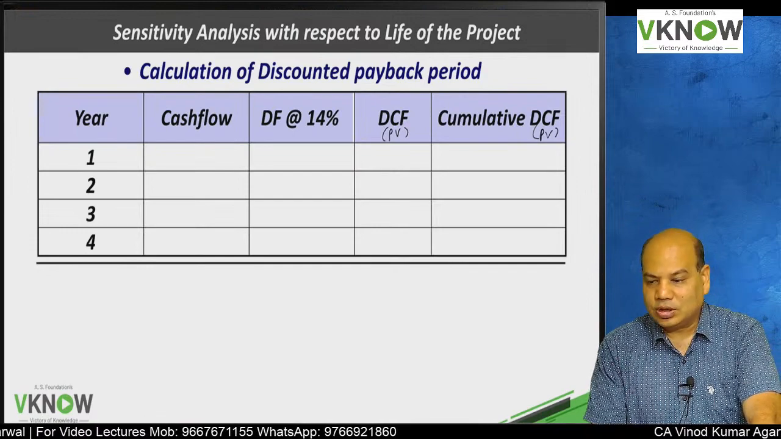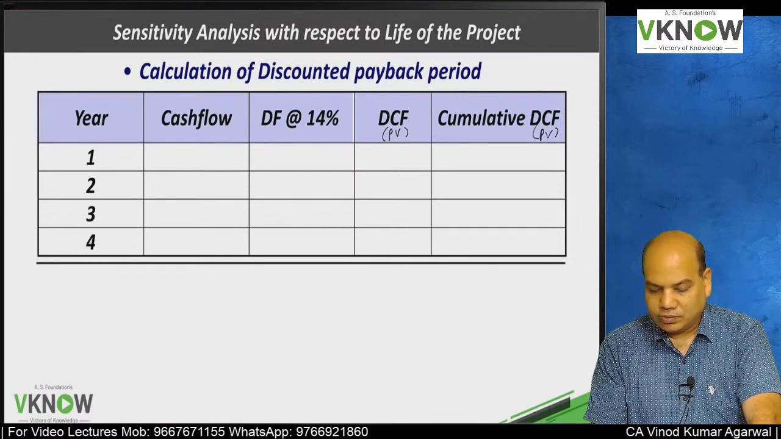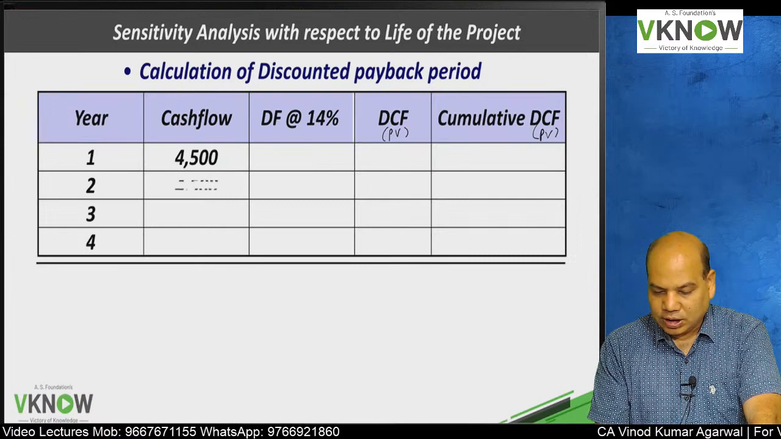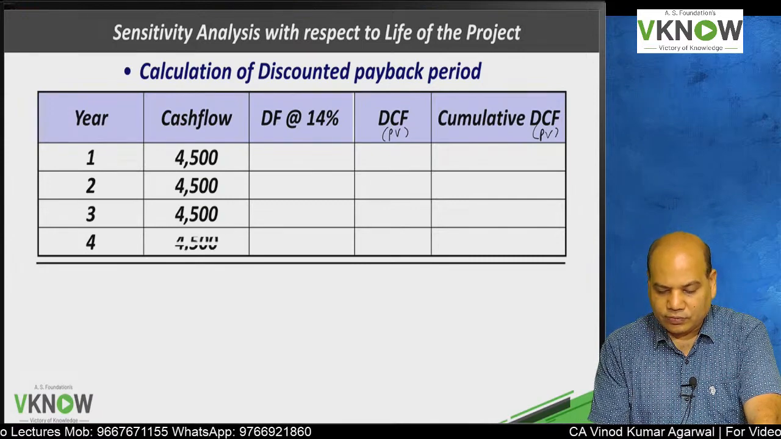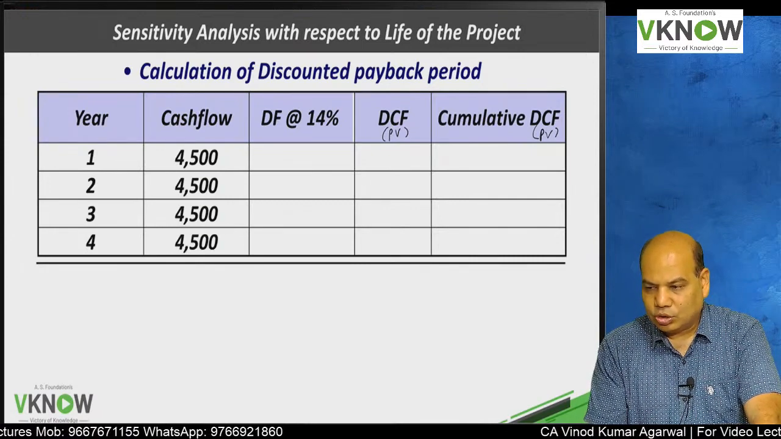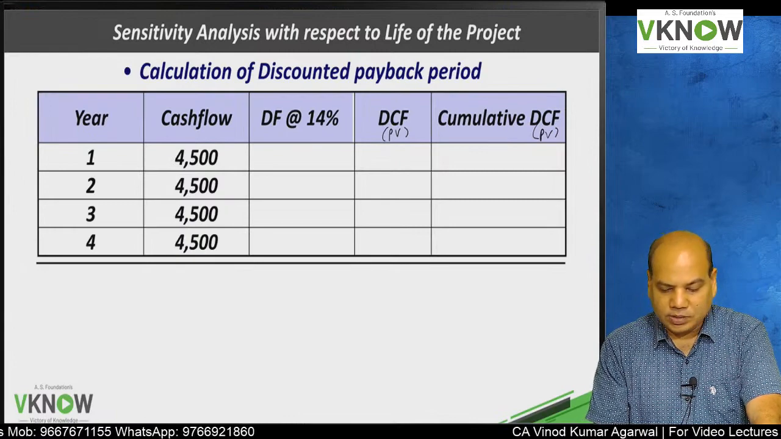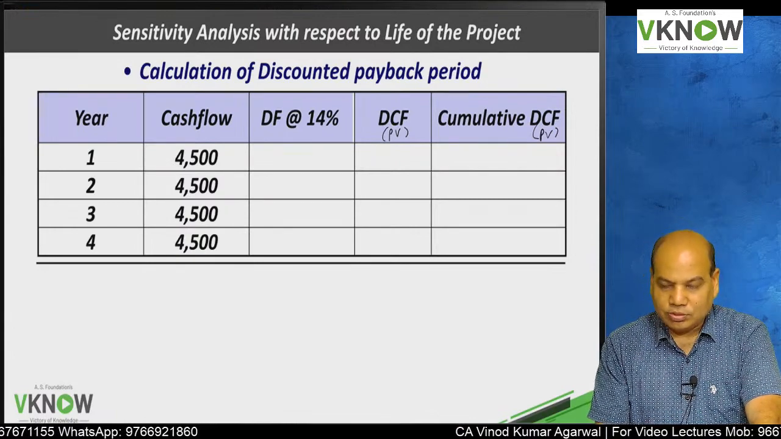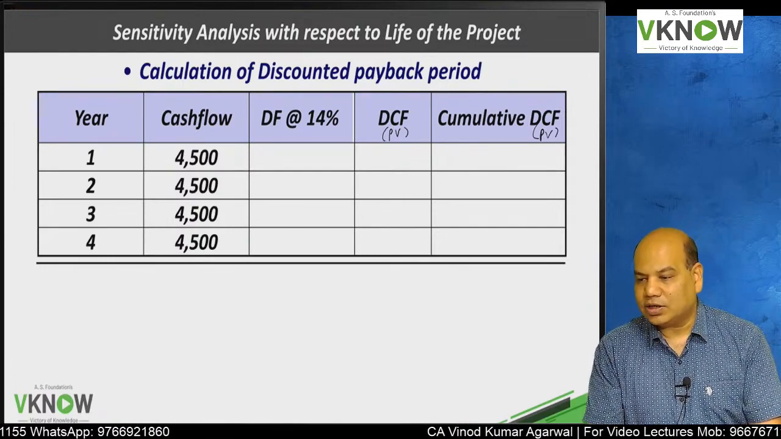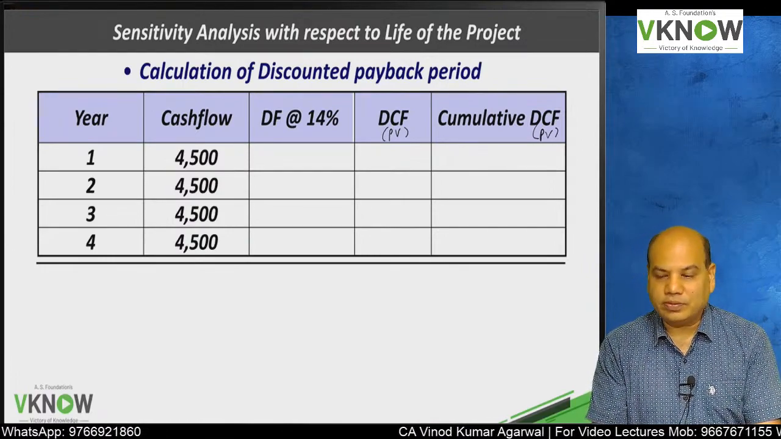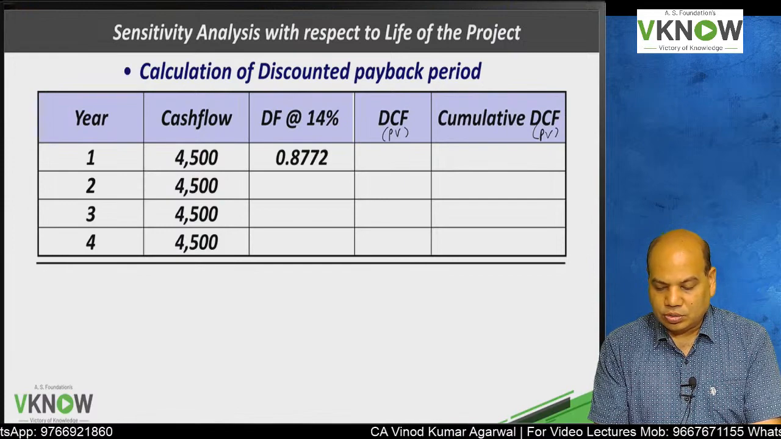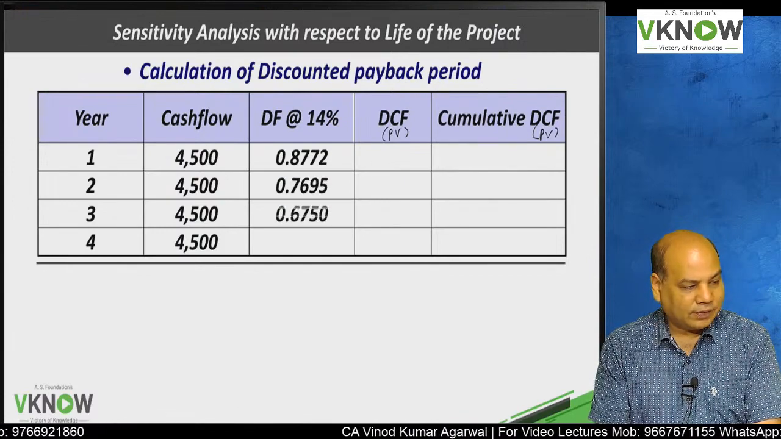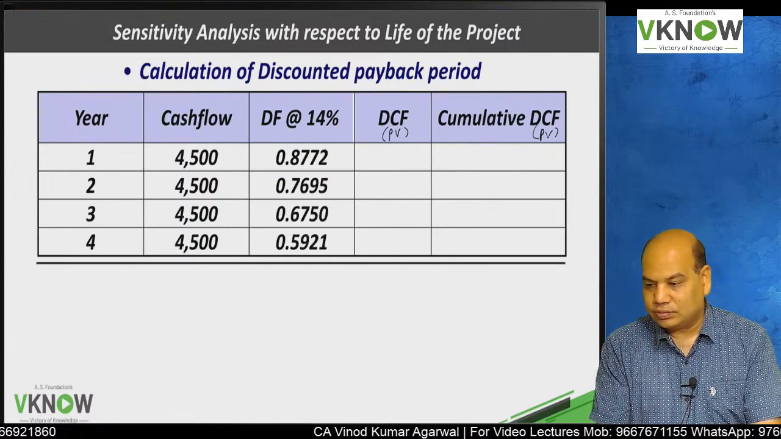Year 1, 2, 3, 4. Cash flows are 4500 in all the years. Take your calculator. Discounting factor will be 1 upon 1.14 equal to, keep writing the factors, equal to.